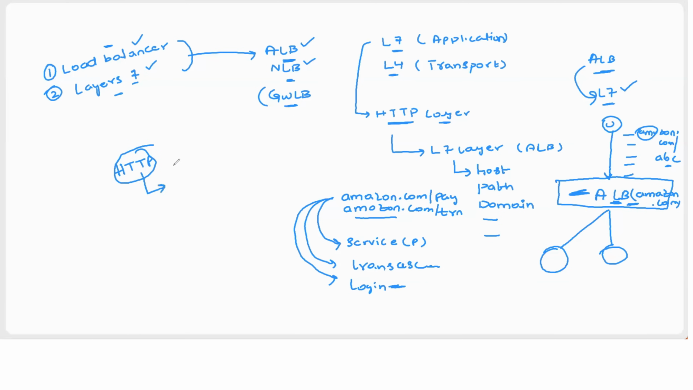That means what are the headers that the user is trying to send? What is the path that the user is trying to access? What is the host? That means, for example, is the user trying to access Amazon.in or Amazon.com, etc. Or you can also perform ratio-based routing. That means looking at the number of HTTP requests, you can say, okay, send 10 requests here, 10 requests there. So these are the different kinds of routing mechanisms, or load balancing techniques, that you can perform using an application load balancer.